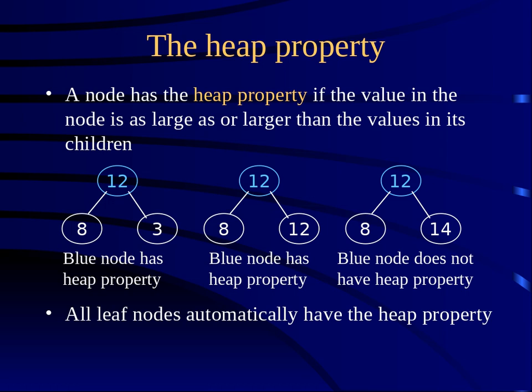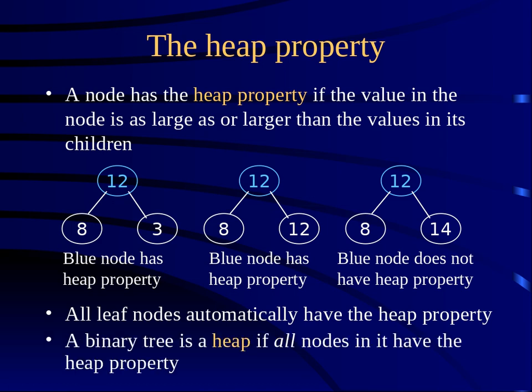All right. All leaf nodes automatically have the heap property. Since you don't have any children, you're obviously as large or larger than them. Of course, you're also as small or smaller, but that's okay because there's nothing to be larger than. A binary tree is a heap if all nodes in it have the heap property. Just to make sure this is clear, there are different types of binary trees. We've talked about the binary search tree. Today we're talking about the heap binary tree.